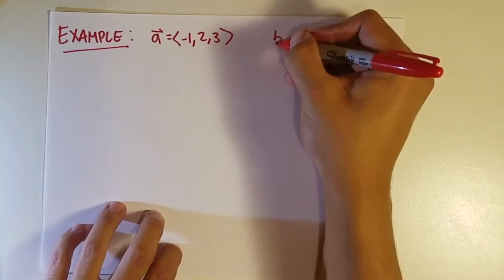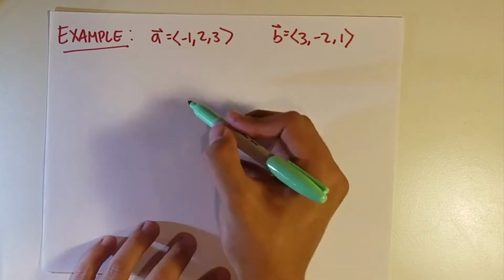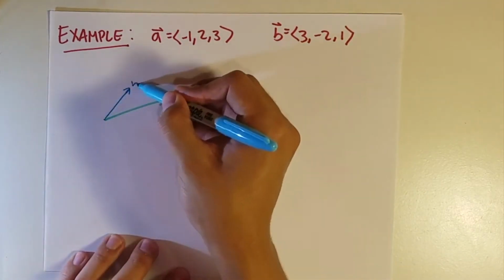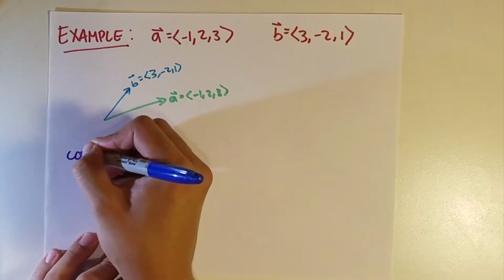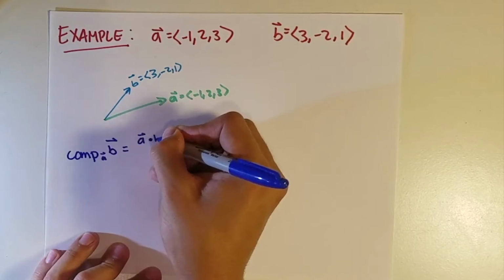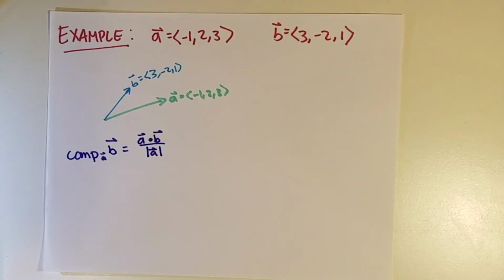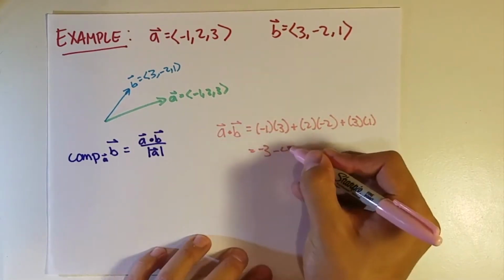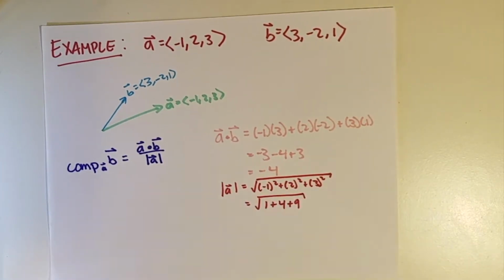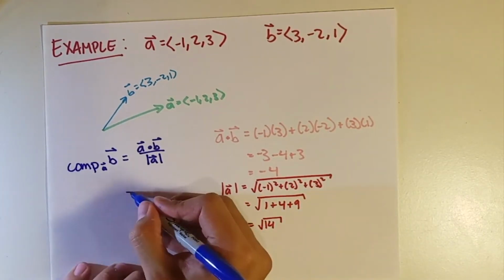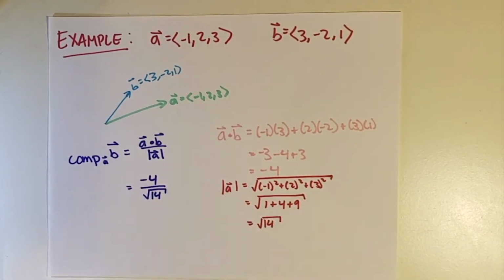Let's do an example together. Find the scalar projection of B equals 3, negative 2, 1 onto A equals negative 1, 2, 3. First, let's construct our equation. Comp B onto A equals the dot product of A and B over the length of the vector A. We see that the dot product equals negative 4. And we find that the length of vector A equals the square root of 14. Plugging and chugging, we see that the scalar projection equals negative 4 over radical 14.